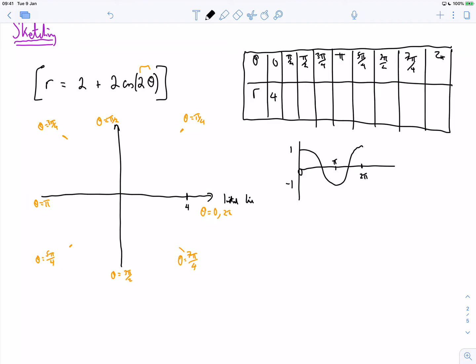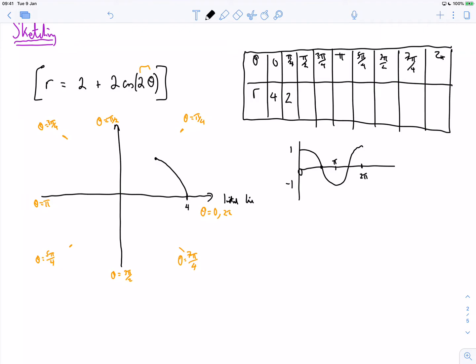Next up, when theta is pi over 4, then 2 theta is pi over 2, and cosine of pi over 2 is just 0, so it becomes 2 plus 2 lots of 0, so that's 2. So immediately the radius has shrunk to 2 here, so we've got some kind of function doing something like this maybe.